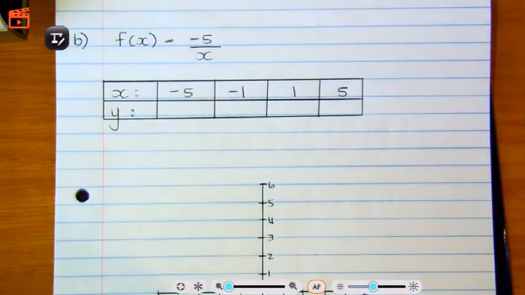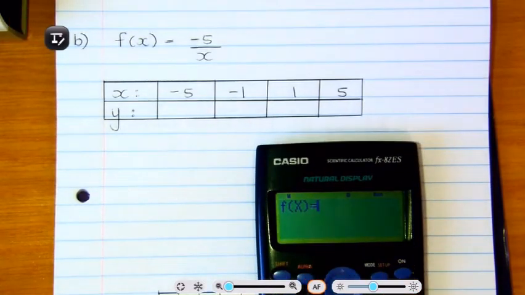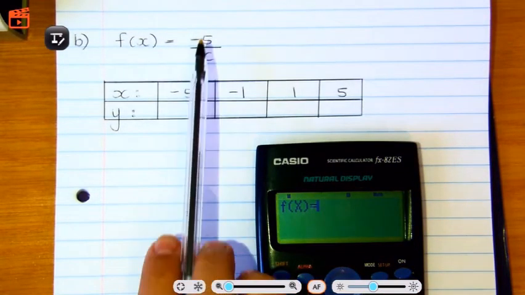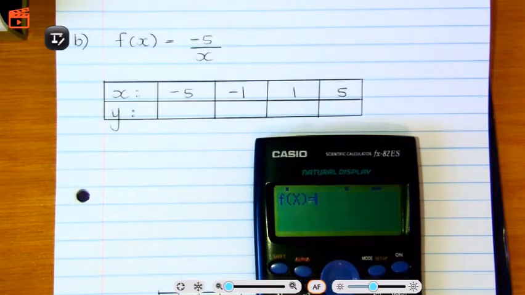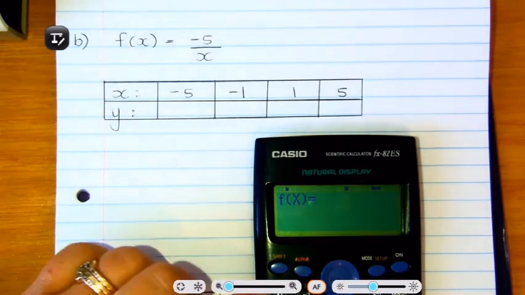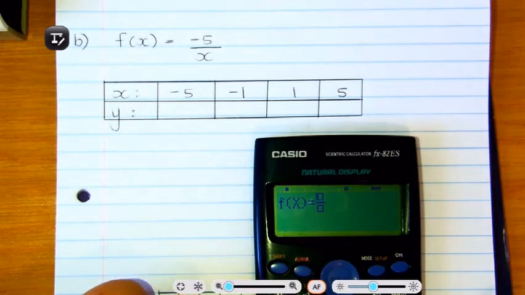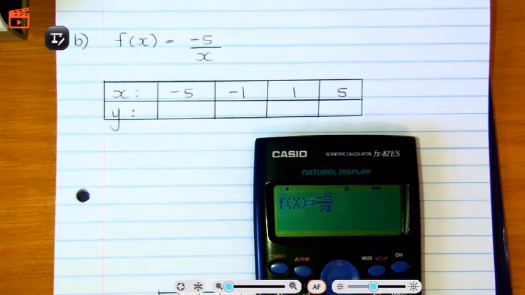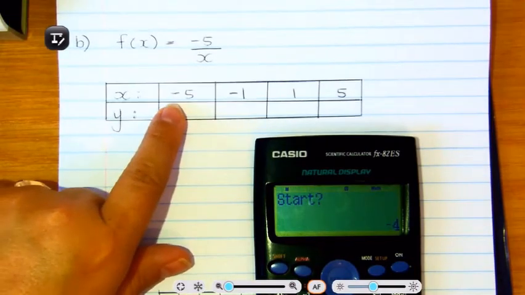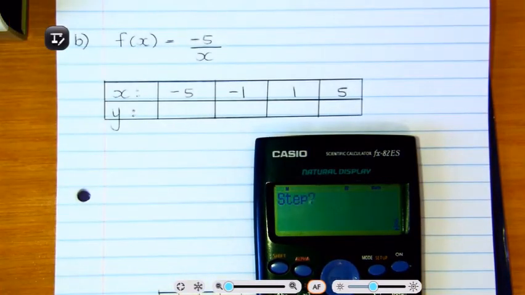So in my table, you can see I've already chosen my x values, and I've chosen the factors of 5: -5, -1, 1, and 5. So I've got my table mode on my calculator. F of x is equal to fraction button at the top, -5 over at the bottom alpha close bracket, which is x, equals. I'm going to start at -5. I'm going to end at +5. I'm still going to go in intervals of 1, but I'm only going to use what I need.